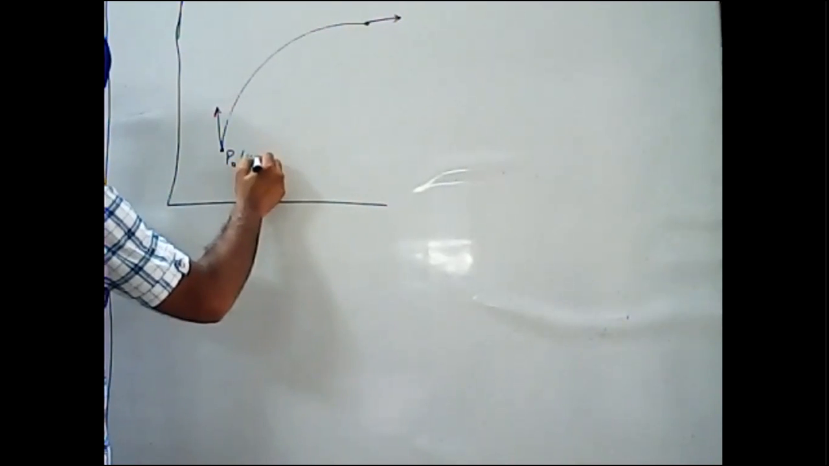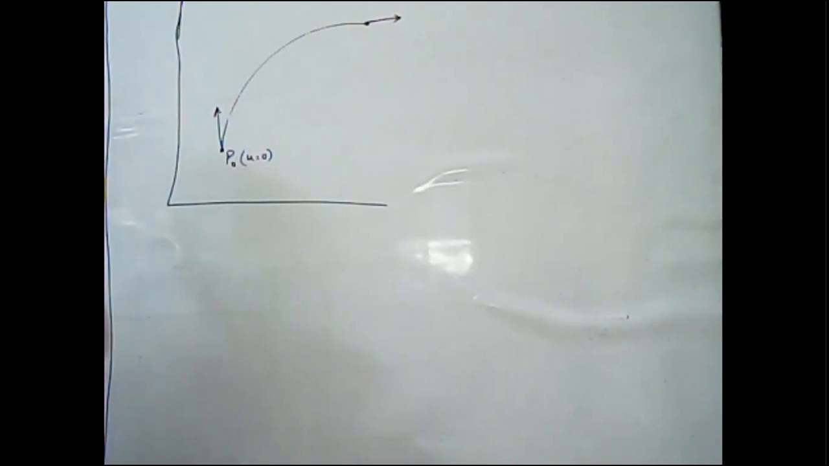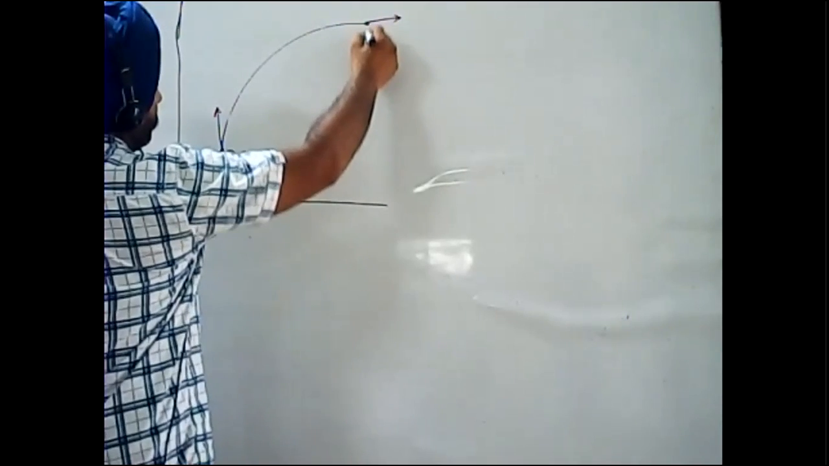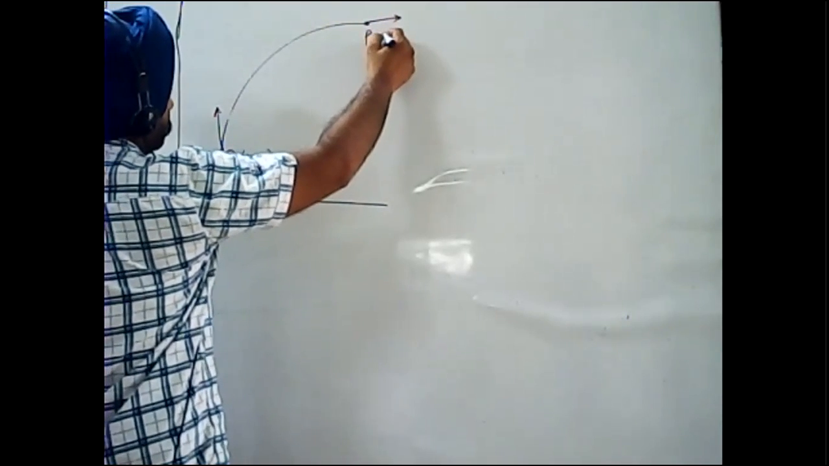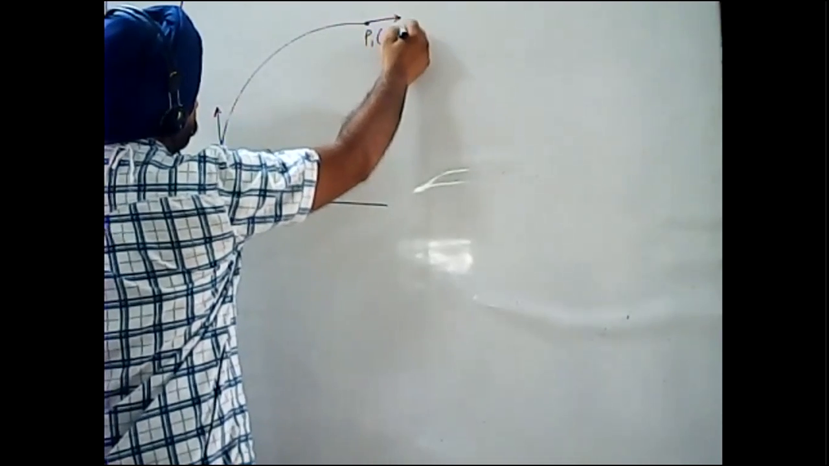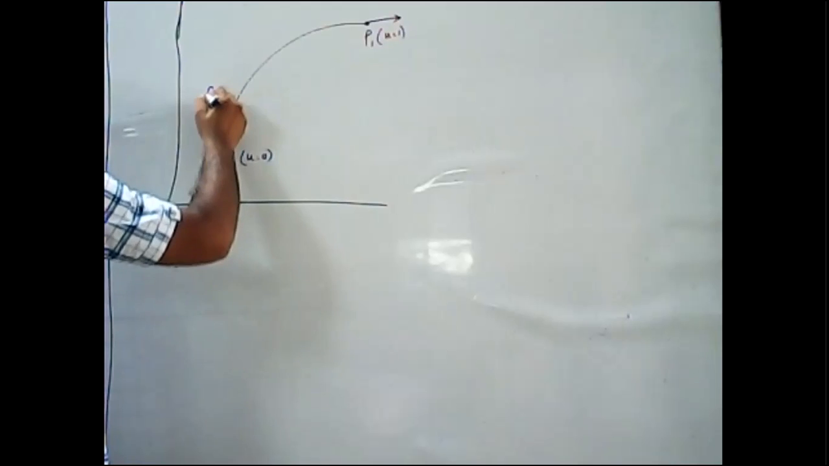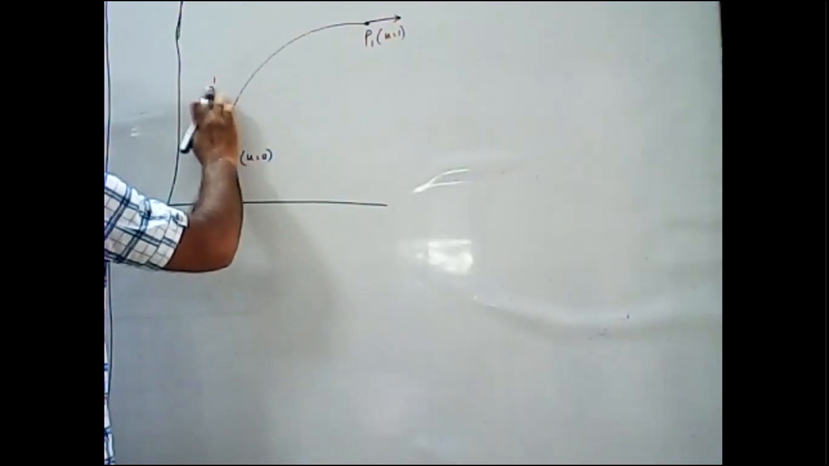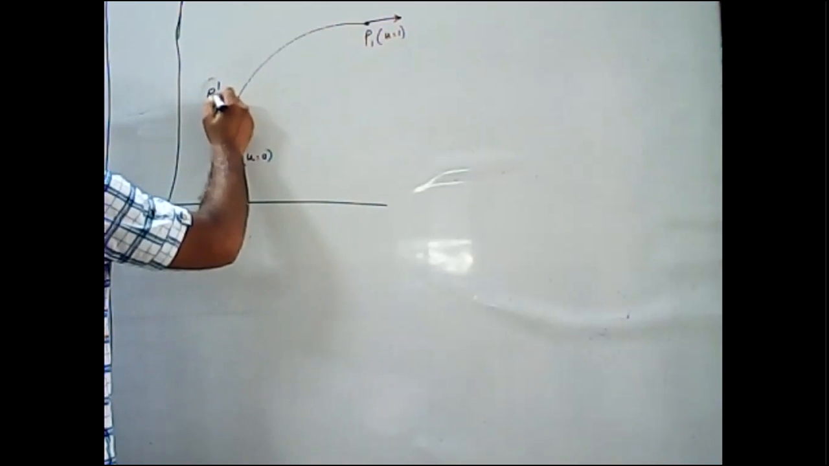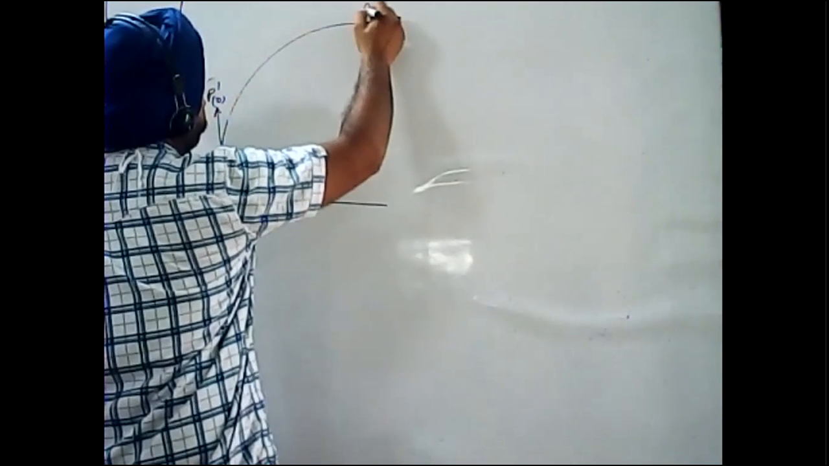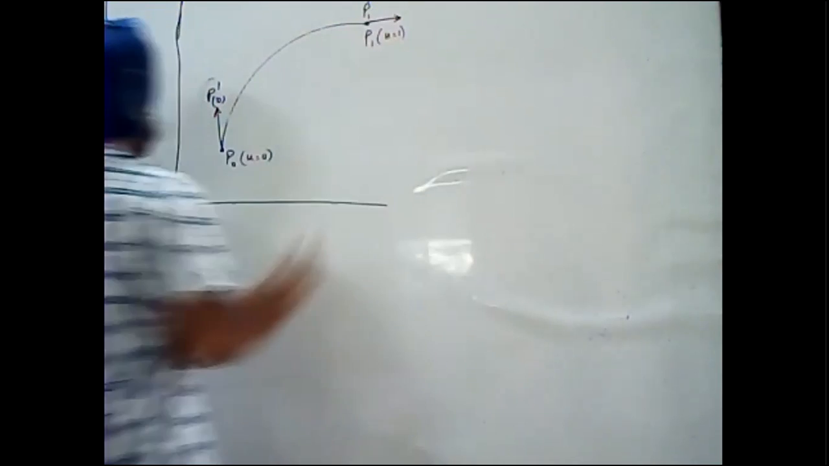Let us take the first point as P naught, where u is equal to 0. And the second point is P1, where u is equal to 1. Right? From P0 to P1. Then the tangent at P naught is P dash naught, and the tangent at P1 is P1 dash.